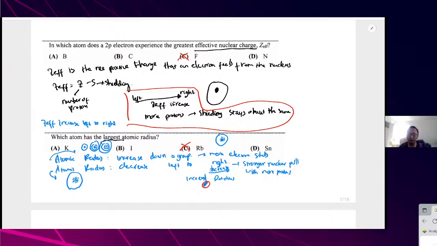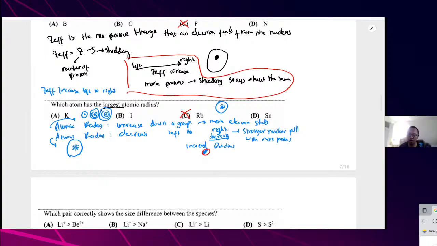And then we also understand about the atomic radius. From left to right it will be decreasing, because more protons means a stronger pull from the nucleus, which decreases the radius. And from top to down it will be increasing because it has more electron shells.